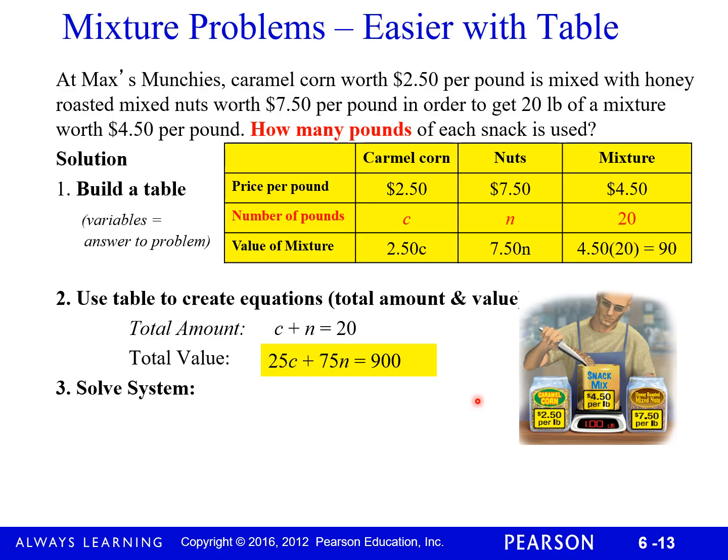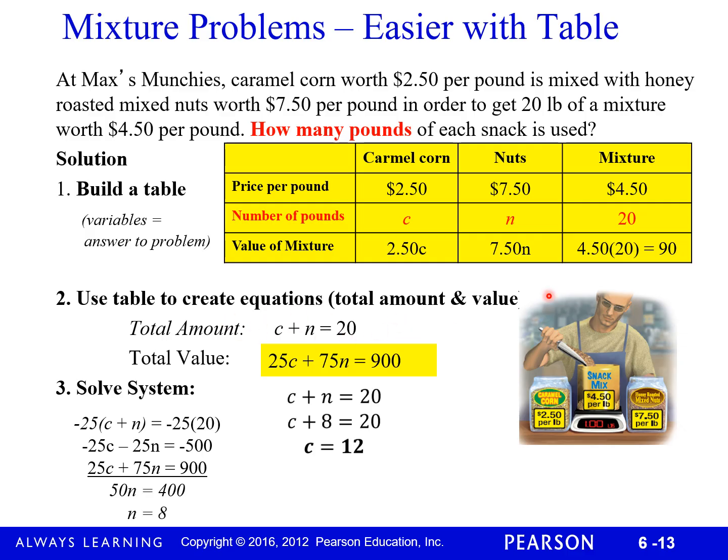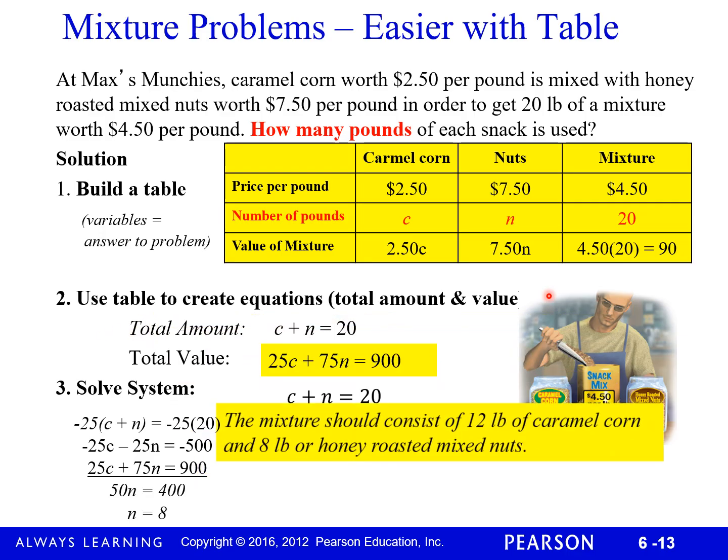So if we multiply the top equation by negative 25, we get negative 25C minus 25N equals negative 500. If we add that to the second equation, doing the elimination, notice that the caramel corn, the C variable, disappears, and we're left with 50N equals 400, or N equals 8. So we have 8 pounds of nuts, and we know that the total pounds is going to be 20. So we just plug that in, and we get 12 pounds of caramel corn.